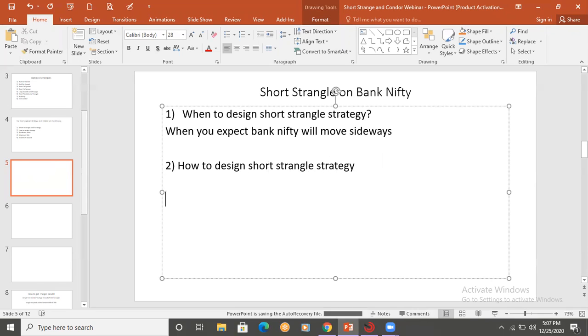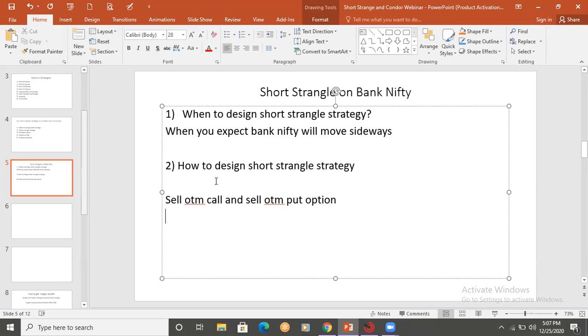Now to design this strategy, you need to sell a call option and also sell a put option. You will sell both, and both options will be OTM. So you need to sell an OTM call option and, at the same time, an OTM put option. When you sell both, you will receive premium, so there will be a net credit to you. I will discuss later in detail what exactly net credit is.